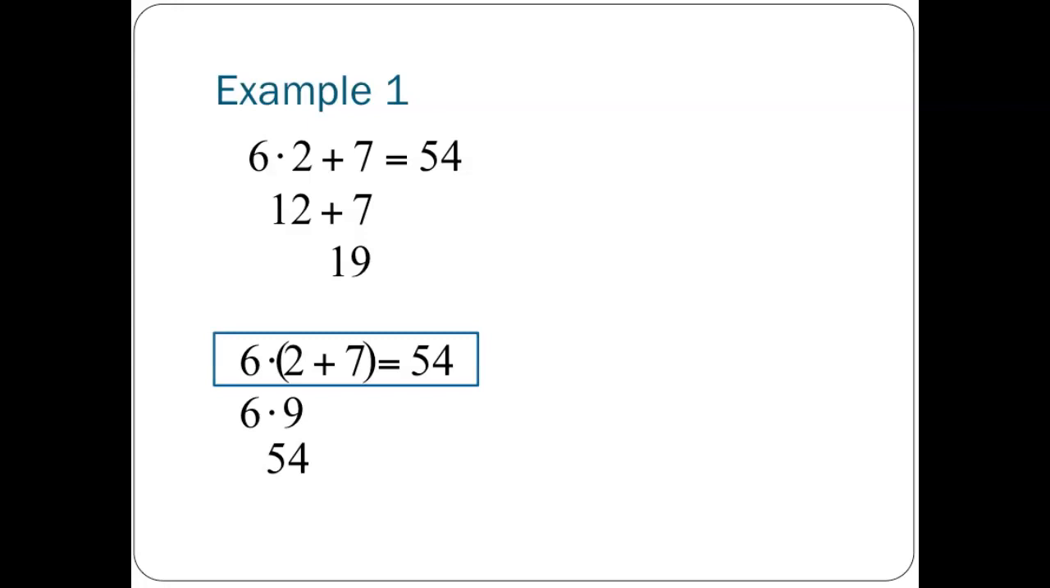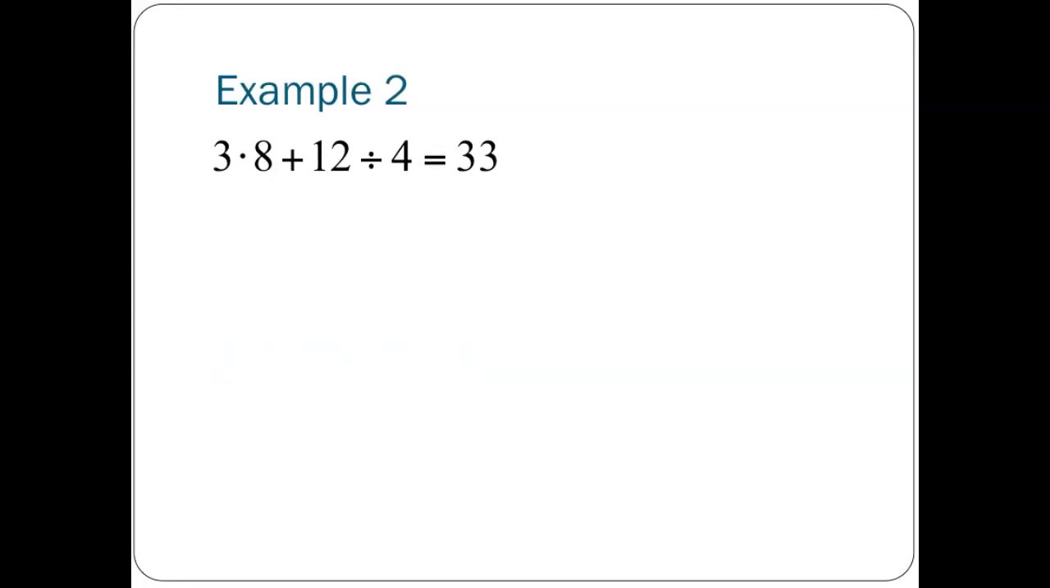All right, take a look at example 2. We have 3 times 8 plus 12 divided by 4 equals 33. So again, let's start by just seeing what happens if we applied PEMDAS here. So no parentheses, no exponents. We would do multiplication first because that is on the left. So 3 times 8 is 24. And then we would do the division next. That's 12 divided by 4, which is 3. So this would give me 24 plus 3, which is equal to 27.